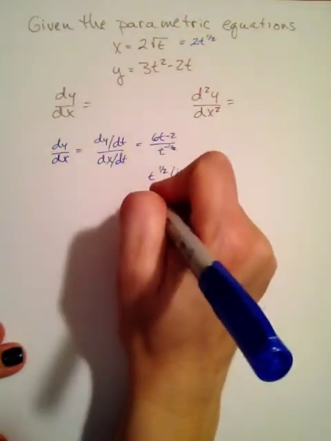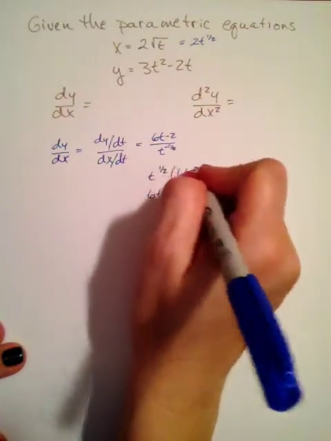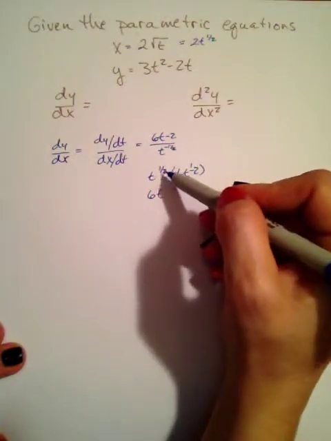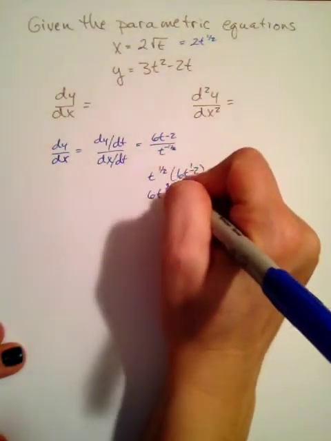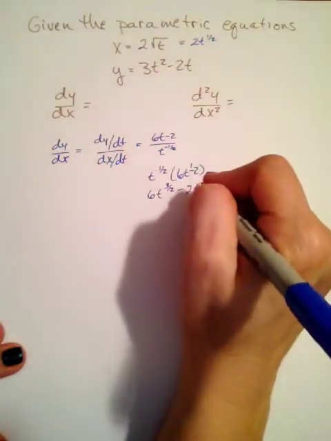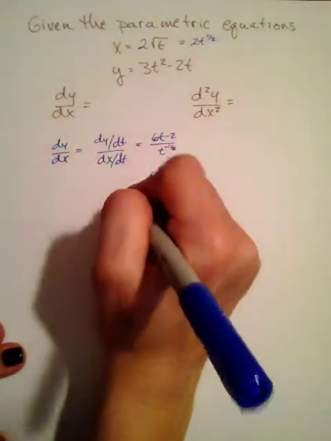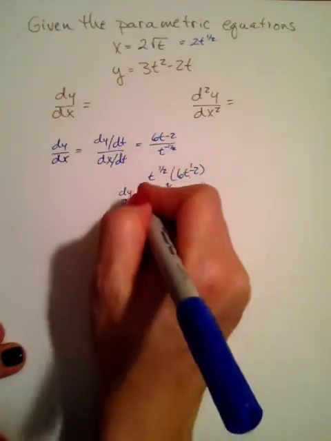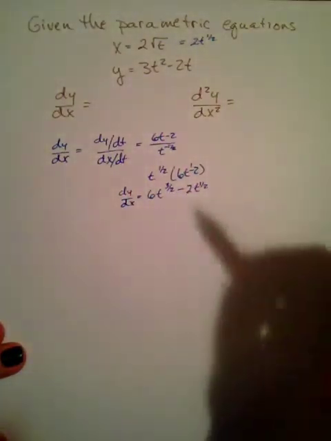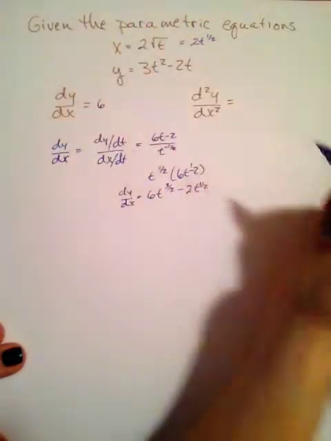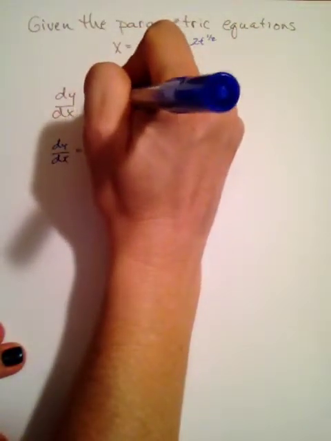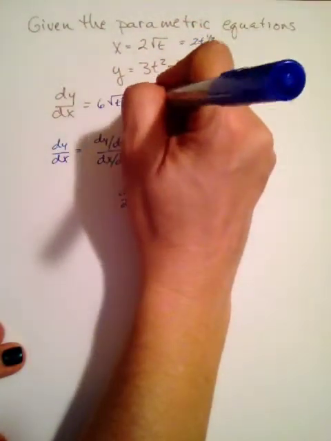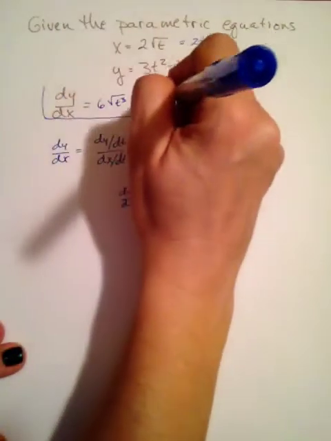So that is 6t, and I'm going to distribute. This t is to the first power. This is t to the 1/2. When you multiply, you add the exponents. So 1/2 plus 1 is 3/2, minus 2t to the 1/2. So this is my dy/dx. Now what I'm actually going to record is the nice version of this without the fractional, or if you had them, negative exponents. So this is 6, and then your t is being cubed with the square root, minus 2 times the square root of t. So we have our dy/dx.